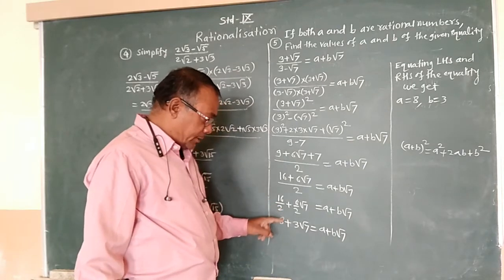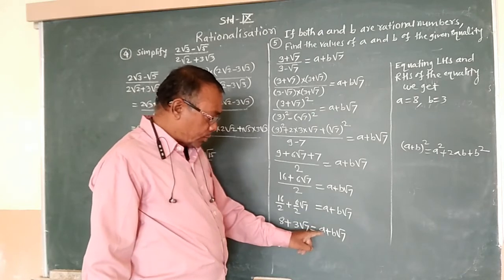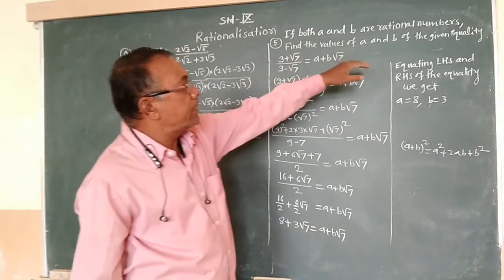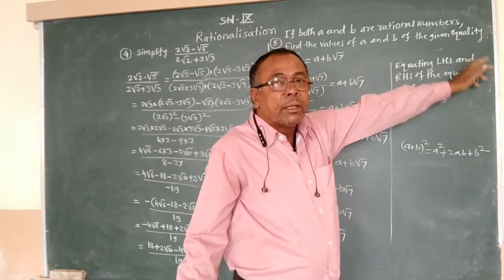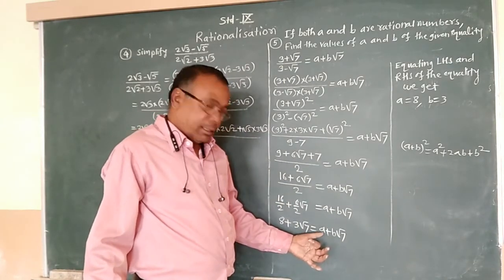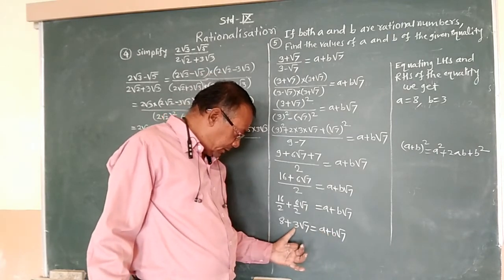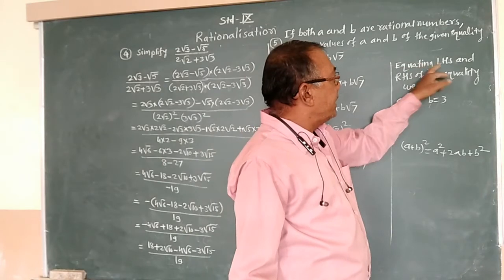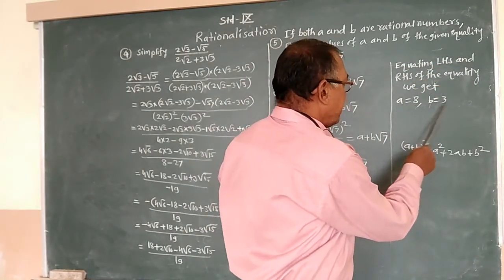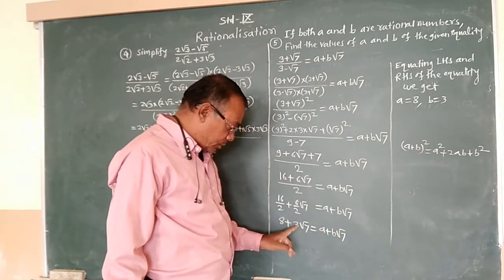16 upon 2 means 8, 6 upon 2 means 3. So 8 plus 3 root 7, that is equal to a plus b root 7. And now we have been given that it is an equality. Equality means the values of corresponding a and b, means a is 8 and b is 3. In this way, from the equality of LHS and RHS we get a is equal to 8 and b is equal to 3. So a is equal to 8 and b is equal to 3.